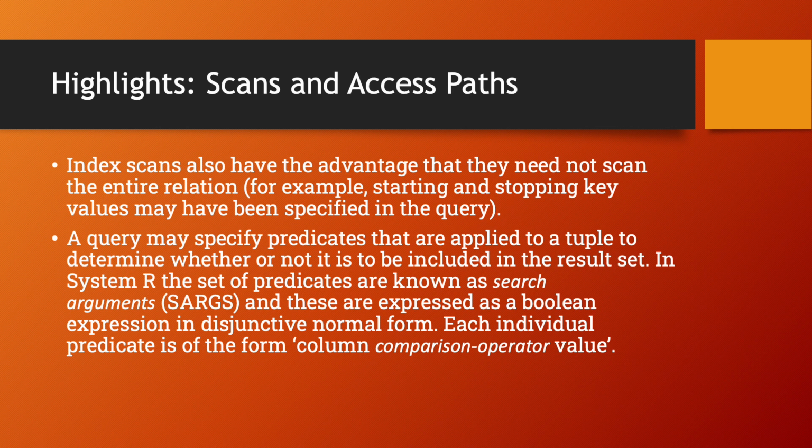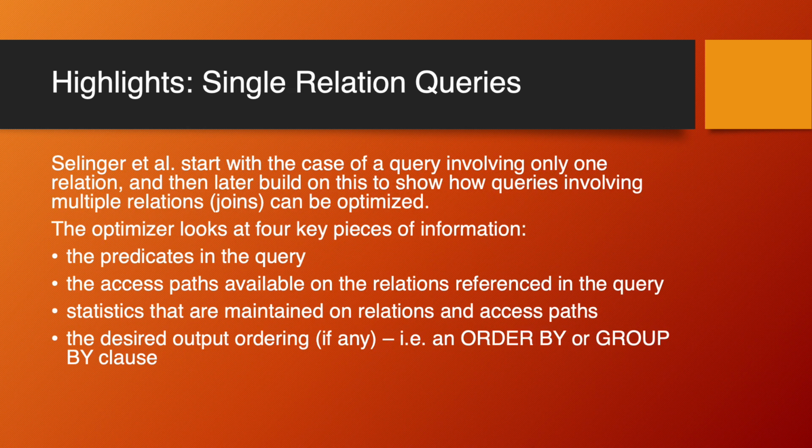A query may specify predicates that apply to a tuple to determine whether or not it is included in the result set. In System R, the set of predicates are known as search arguments, or SARGs in short, and these are expressed as a Boolean expression in disjunctive normal form. Each individual predicate is of the form column comparison operator value. Selinger et al. started with the case of a query involving only one relation and then later built on this to show how queries involving multiple relations can be optimized.